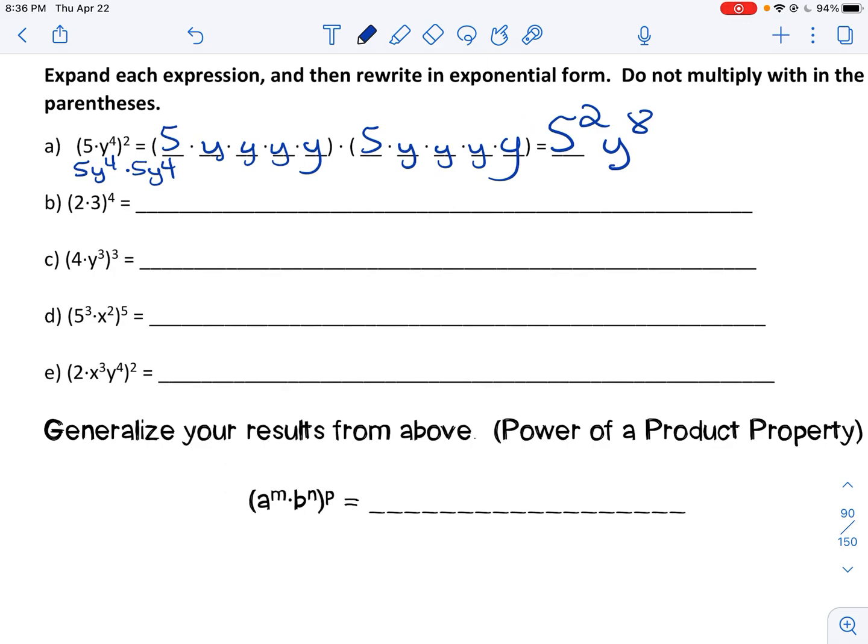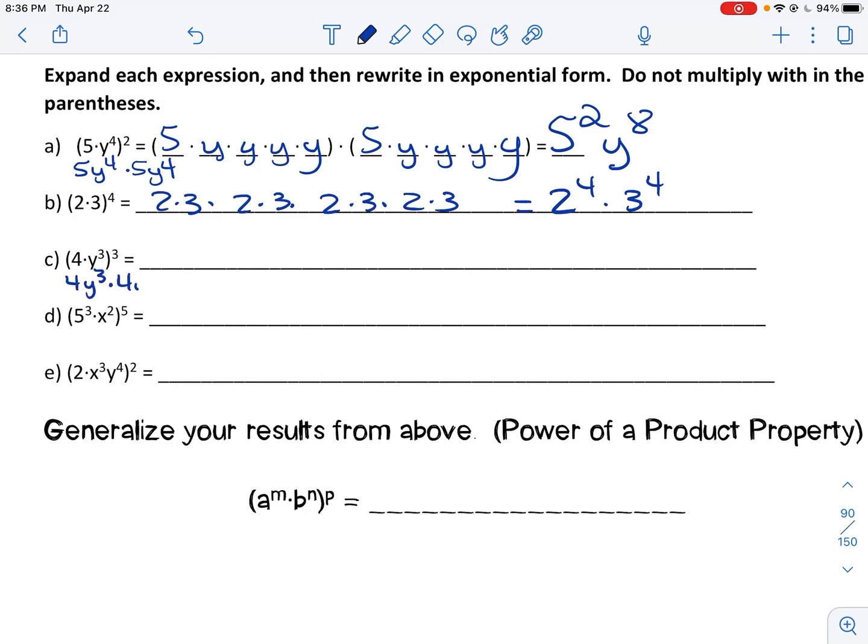On this one, 2 times 3, 2 times 3, 2 times 3, and 2 times 3. How many 2's did I get? 4. How many 3's did I get? 4. We're not multiplying this all the way out because we're trying to find the rule. That's why it's not having us do that.